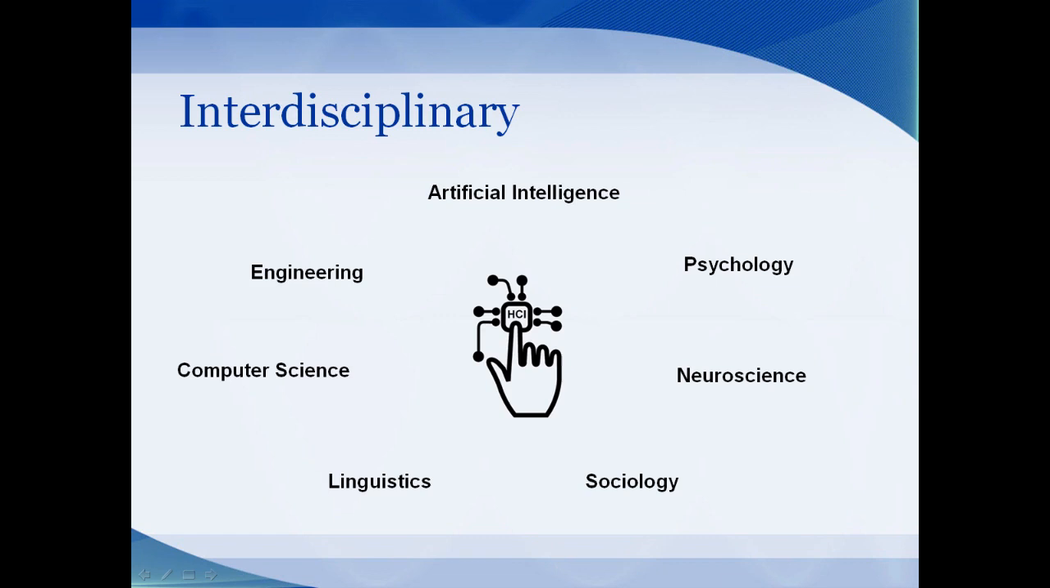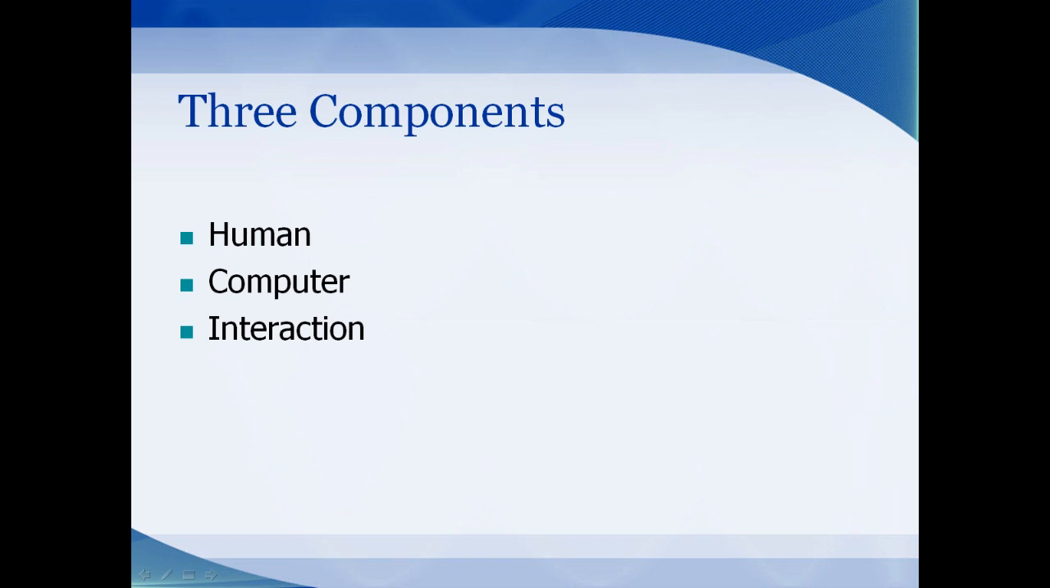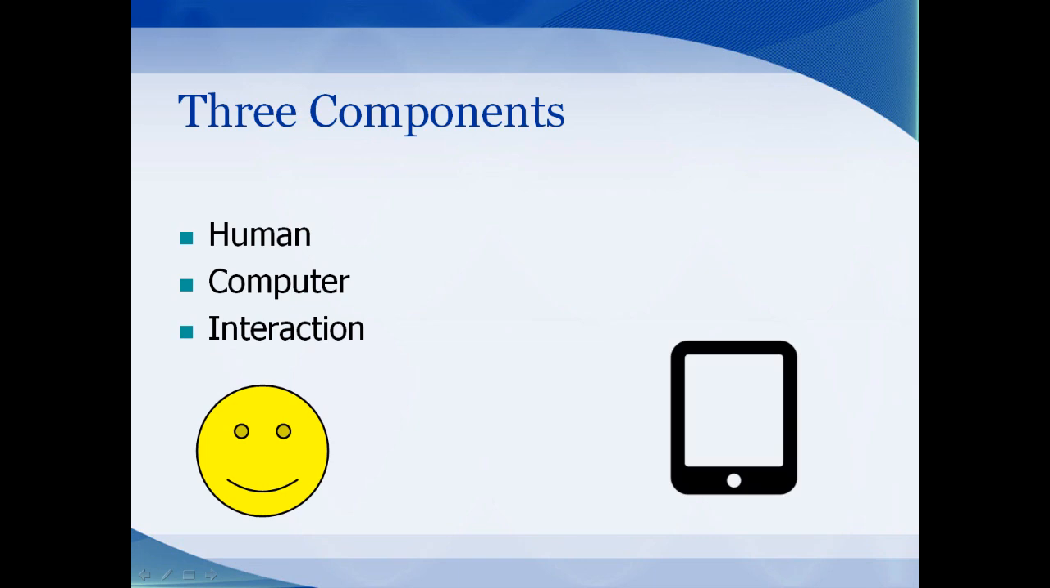Now, one of the cool things about HCI is it's interdisciplinary. The human is a complex creature, and trying to understand how it interacts takes information from psychology, neuroscience, sociology, linguistics, computer science, engineering, and artificial intelligence. They all come together and try to figure out what works best. The three components of HCI, well, obviously one is the human and then the computer, but the goal of HCI is to improve this interaction between the user and the computers by trying to make computers more user-friendly.